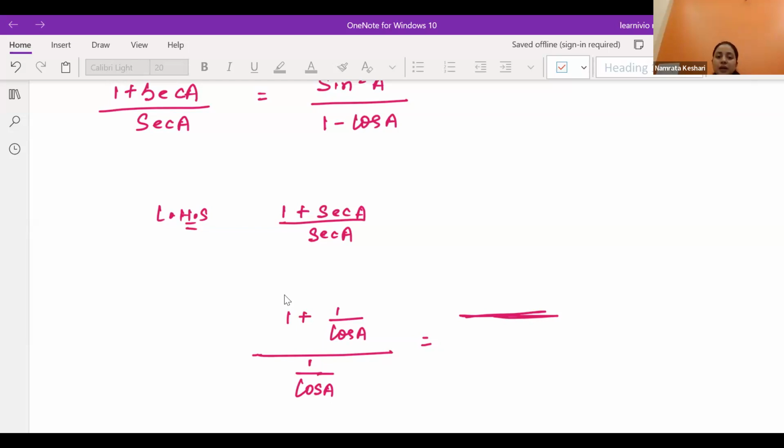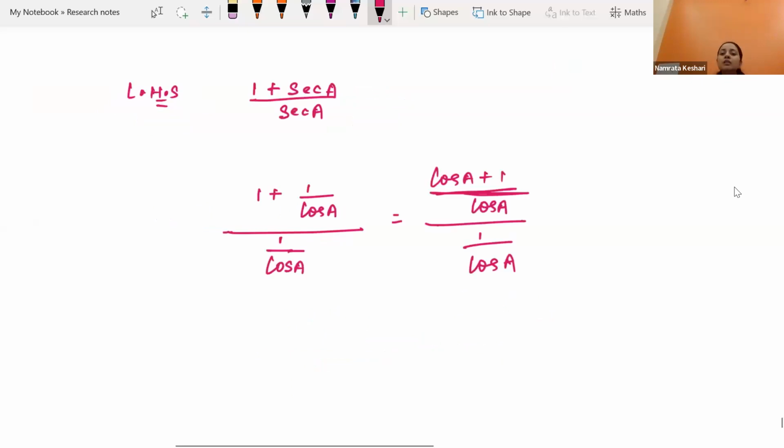Yes, numerators: cos A. Here in the numerator we'll have cos A plus 1. If you understand simplification, then these questions are very simple. You will also feel that these are not that difficult. You only have to keep on doing the simplification, whatever comes your way.